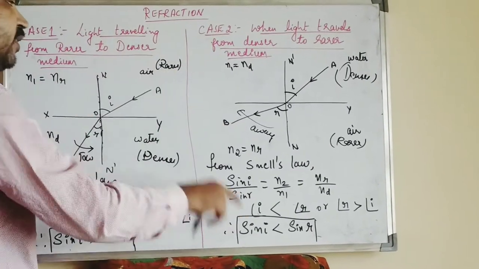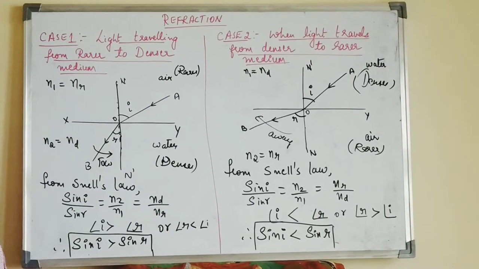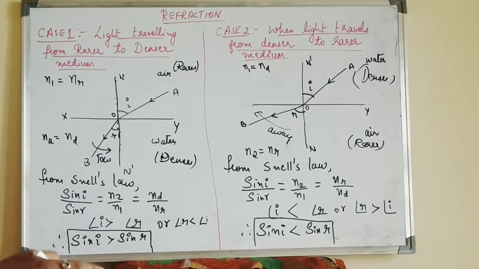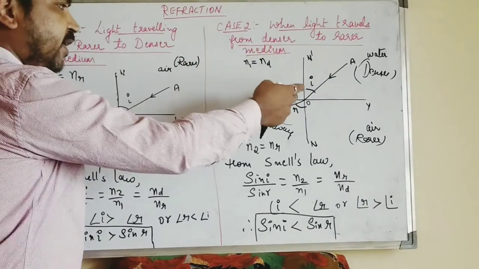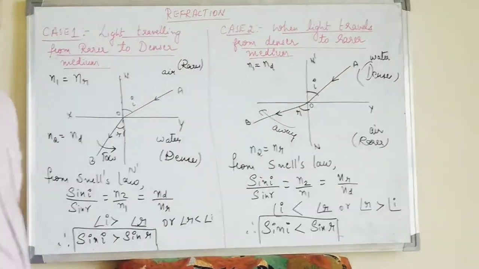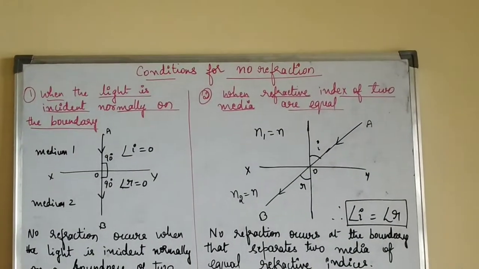Understood? So these are the two cases of refraction where we are applying Snell's law when the ray travels, in the first case, from rarer to denser. In the second case, from denser to rarer. Okay, thank you.